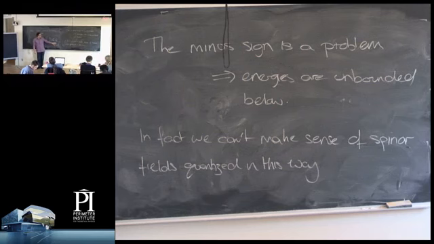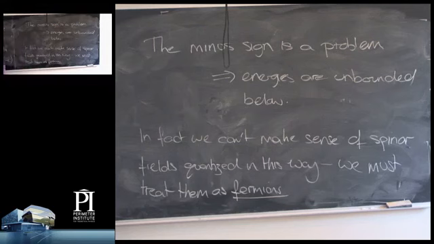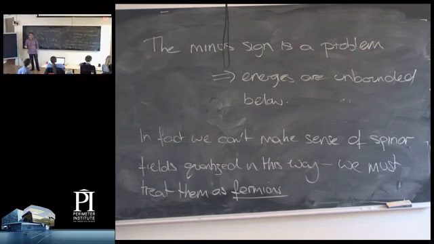I think in the next lecture we'll see the resolutions of this. And I may also compare and contrast with Dirac's picture. Let me just finish the sentence here, and then I'll come back to you. So we can't make sense of spinor fields quantized in this way. And what we've got to change is that we've got to treat them as fermions. And that means going right back to those commutation relations we started with and writing down something a little bit different. And we'll see exactly what it is in the next lecture.